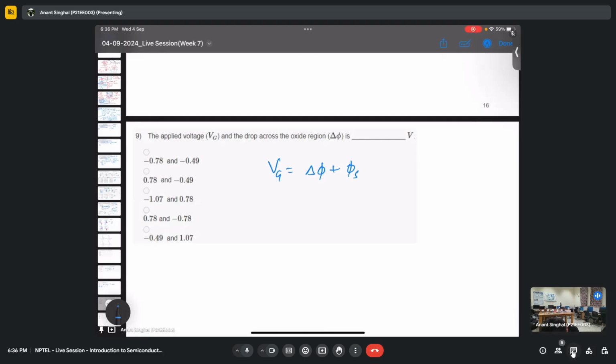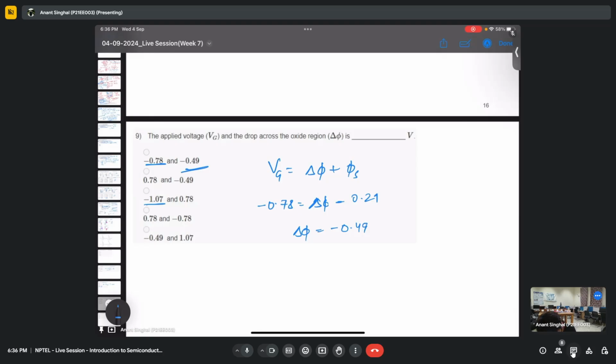What options are there for the negative voltage? We have two options. So let's try with minus 0.78. Surface potential is nothing but 0.29, I guess. What was the potential? So it was minus 0.29. So it will be minus 0.78 plus 0.279. I guess this is matching.